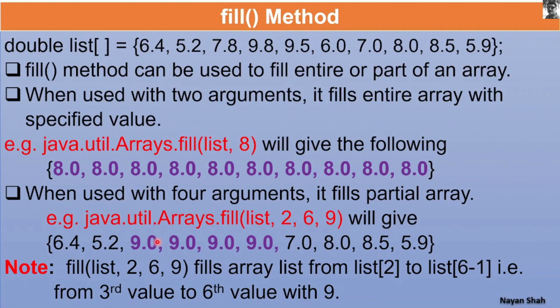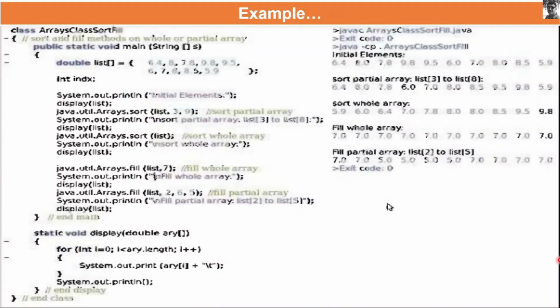Similarly, the fill method is used to fill an array with a certain value. You may fill the entire array or you may fill a partial array. To fill the entire array with a certain value, it requires 2 arguments, the name of the array and the value. And to fill a partial array, it requires 4 arguments: name of the array, start index, last minus 1 index, and then the value. So that is the fill method and the sort method.